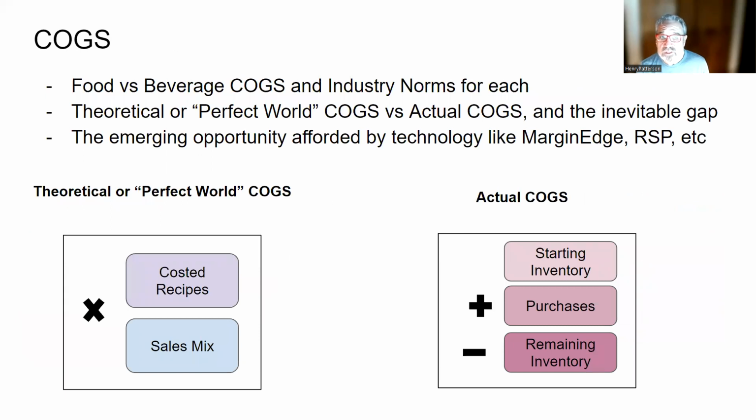The cost of goods is something that you can plan, and then there's the reality. It's very normal to develop a menu and figure out the cost of the items on the menu, and use those costed recipes to figure out what your theoretical cost of goods is going to be.